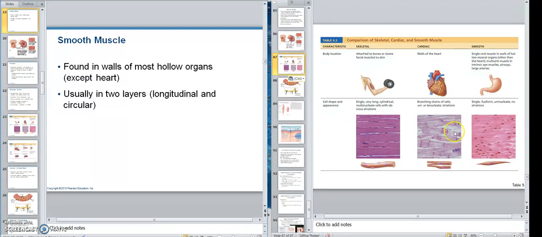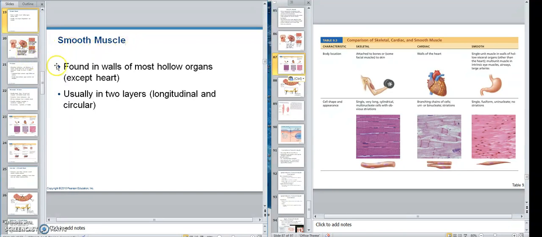Now remember, let's go back to what I said before. Skeletal and cardiac muscle are striped. We call that striated. Review. Because the myofilaments are in a myofibril pattern. These, the myofilaments, are not. Therefore, it looks smooth under the microscope. Okay? All right. So let's go further now.